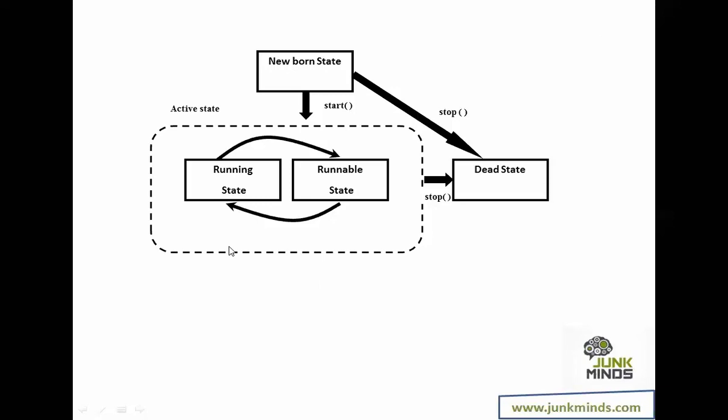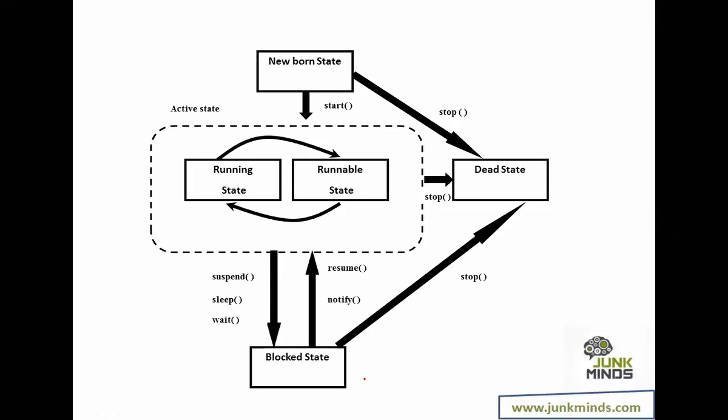So now that we've understood the execution, let's try and understand one more state which a thread goes to, which is called the blocked state. Now first understand what a blocked state is, and then we'll talk about what these functions are. Don't bother too much. Let's just understand what a blocked state is. Now I'll give you an example.